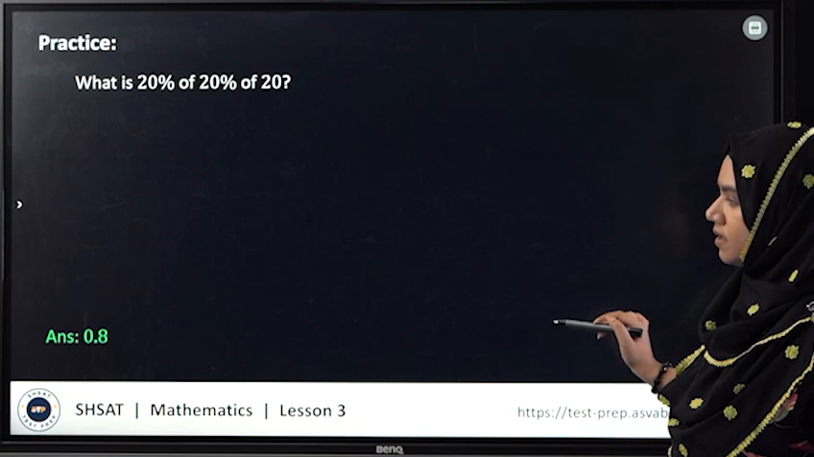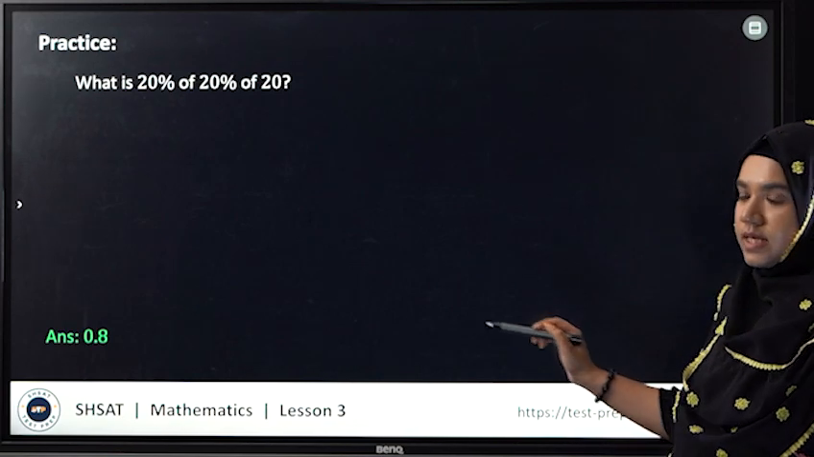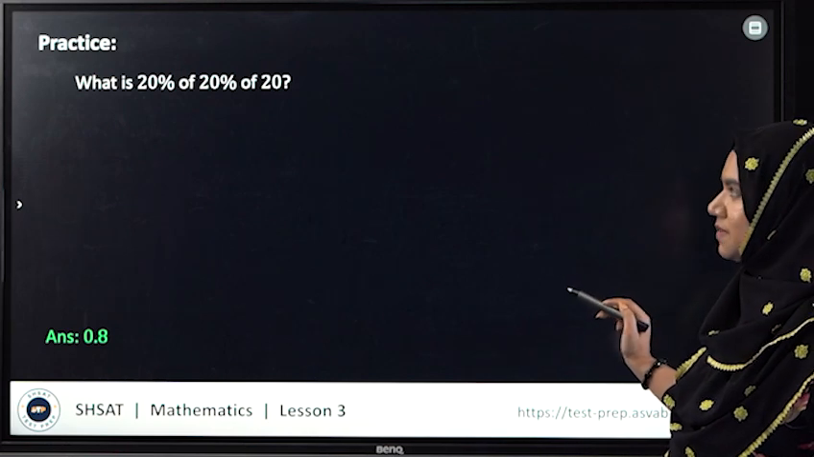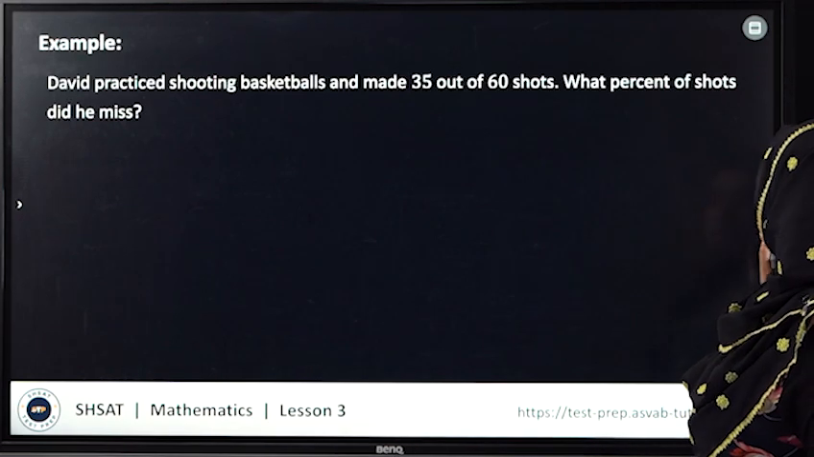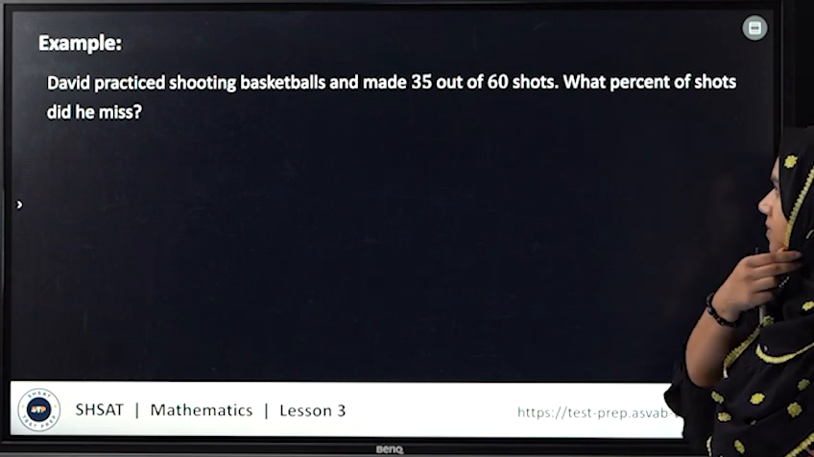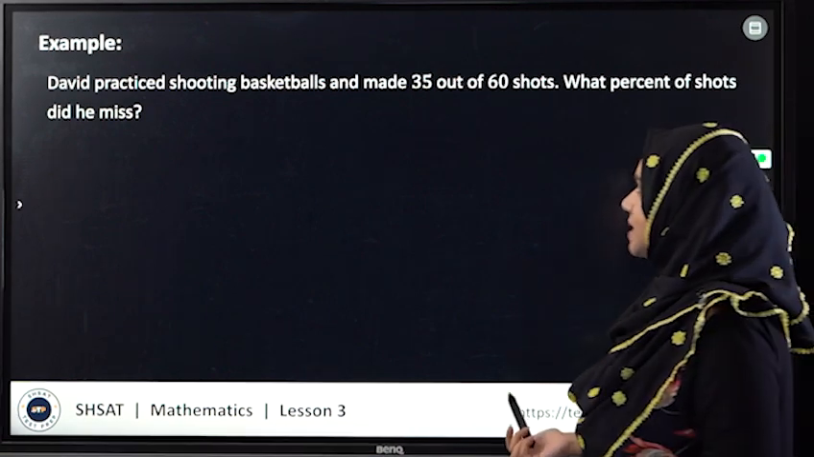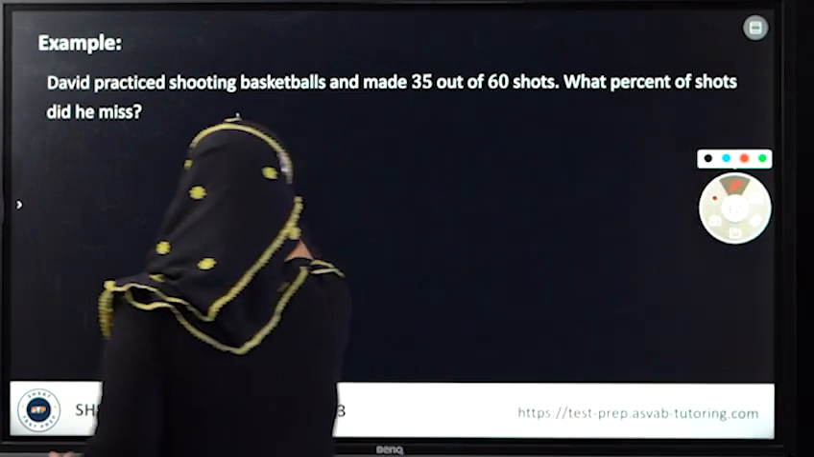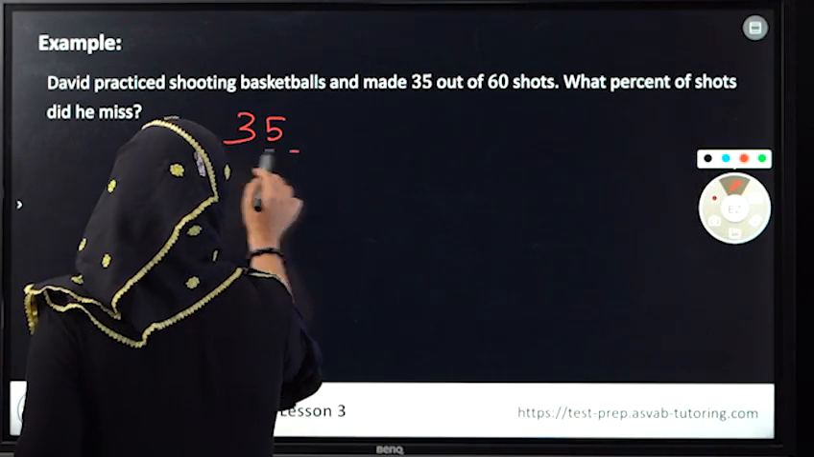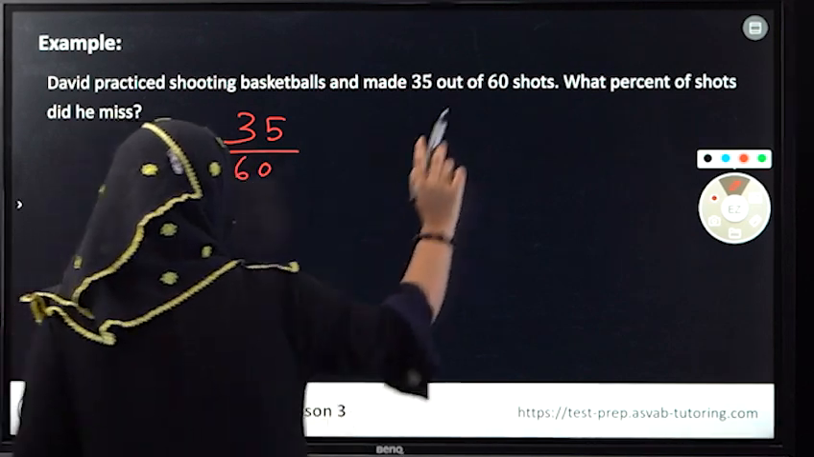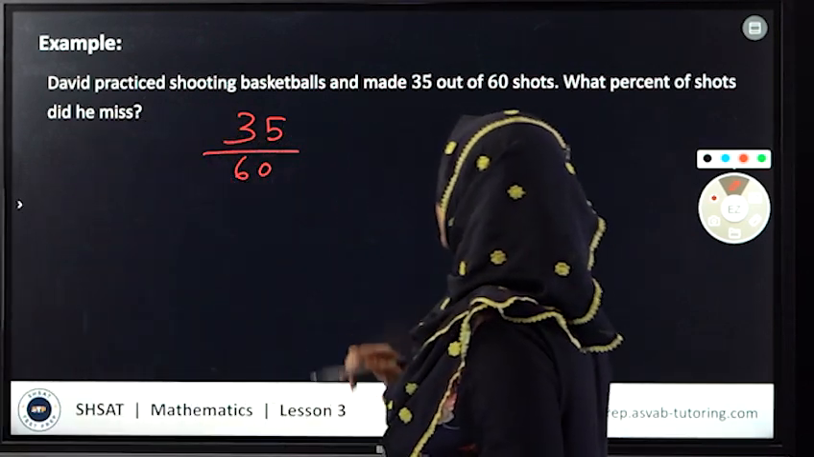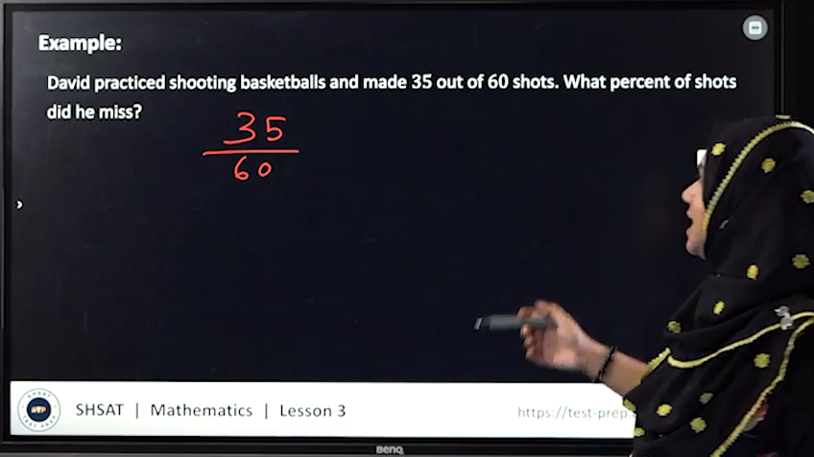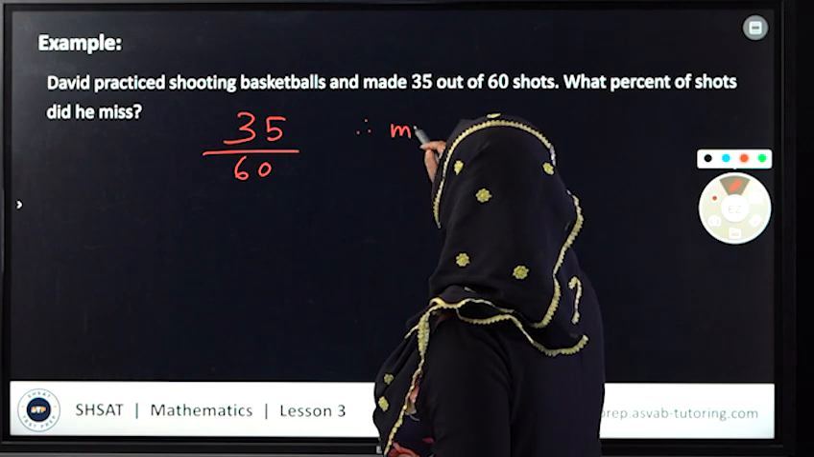Okay, here's another practice maths. As you can see, make sure that you do get 0.8. It looks kind of tricky, but it's very simple, okay? Yeah. So for this particular question, we have a word problem here. David practiced shooting basketballs and made 35 out of 60 shots. How many? 35 out of means division, 60. Okay, what percent of shots did he miss? Okay, if we want to know how many he did miss, what we can do is, let's first figure out how many he missed.